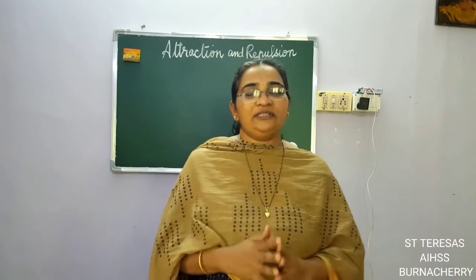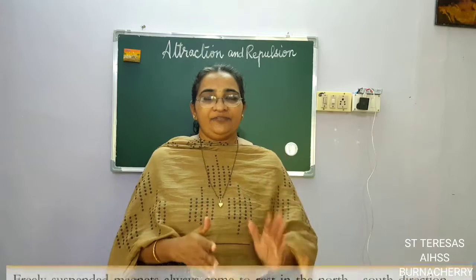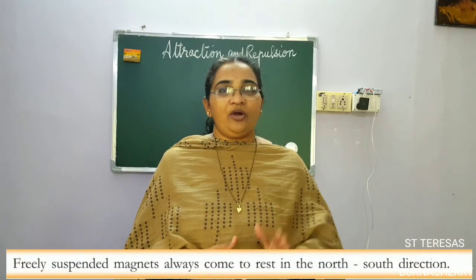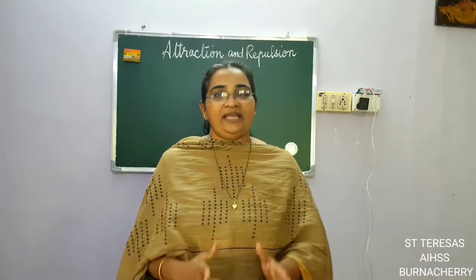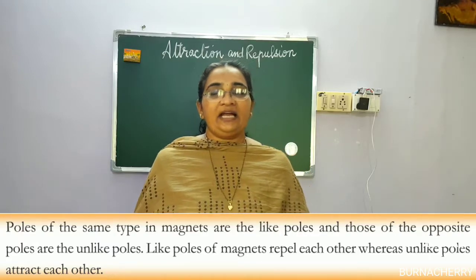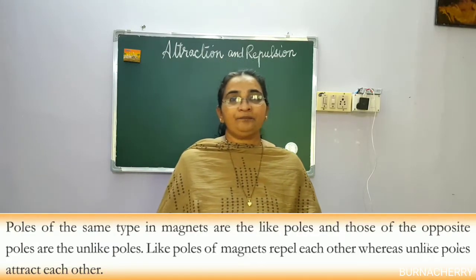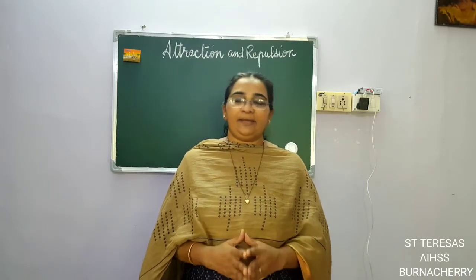So we know the two properties of the magnet we have learned. What are they? A freely suspended magnet will always come to rest in the north-south direction, and the like poles of the magnet will repel and the unlike poles of the magnet will attract. So these are the main two properties of the magnet.